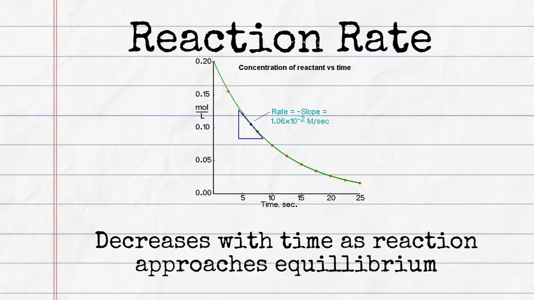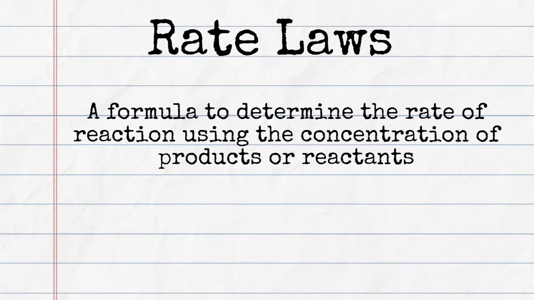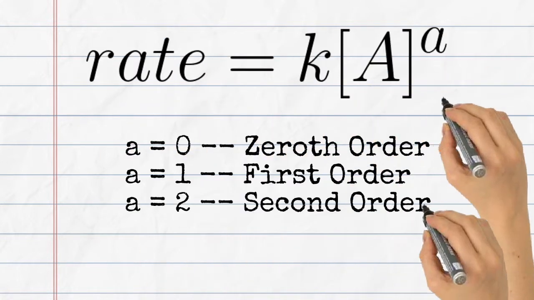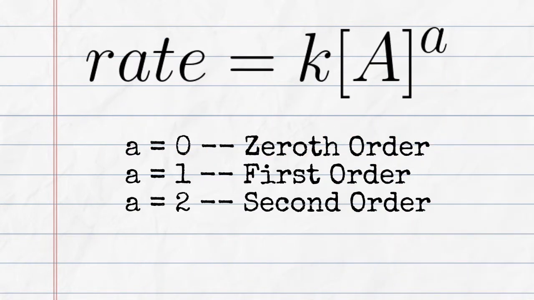Now let's talk about rate laws. These are formulas that can be used to determine the rate of reaction at any point in time using the current concentration of products or reactants, and they can only be found through experimentation. The formula shown is a general form of a rate law, and as you can see, the value of the exponent determines the order of the reaction.